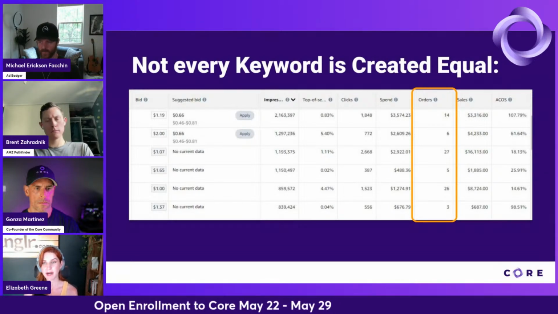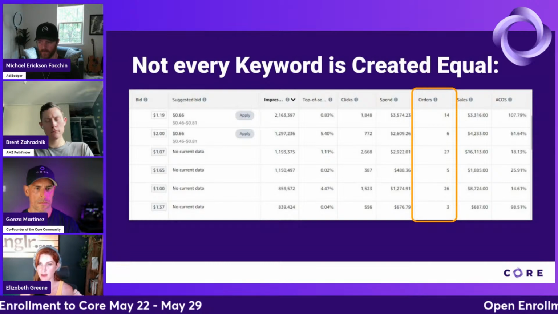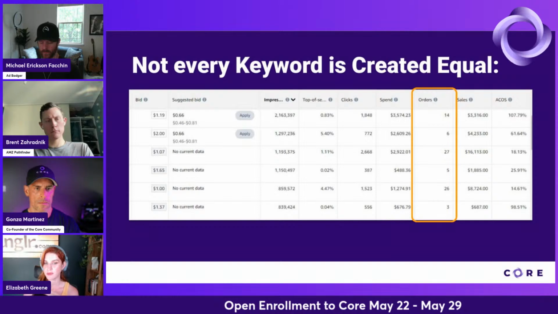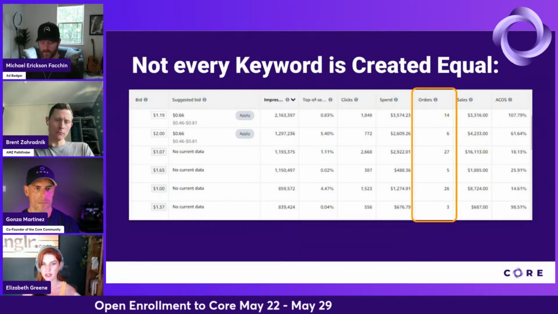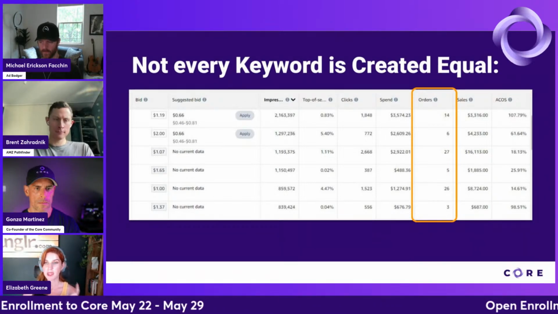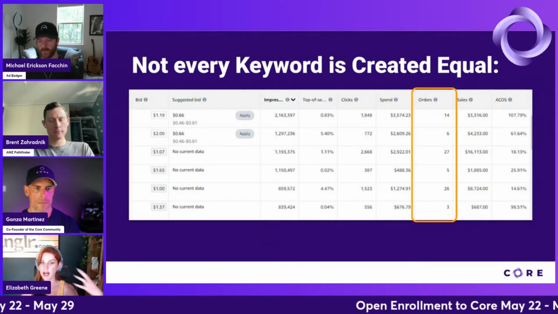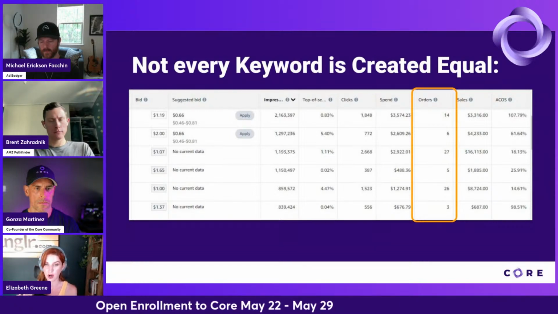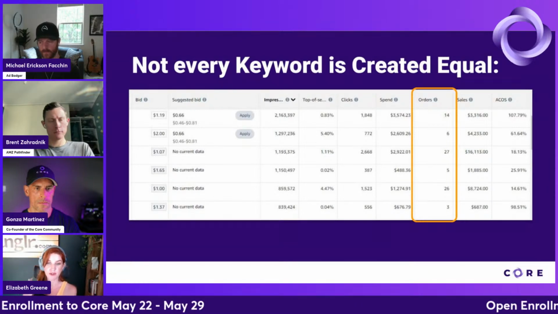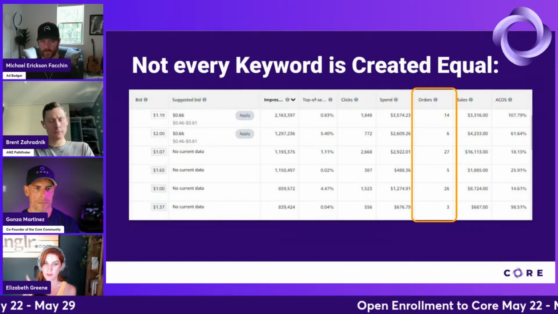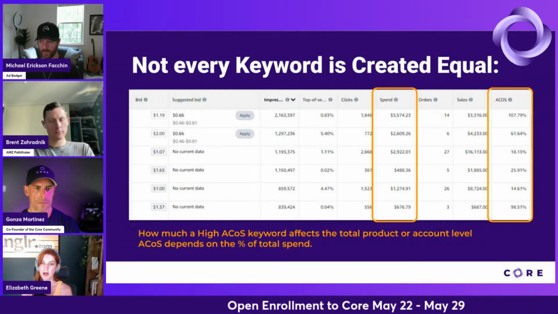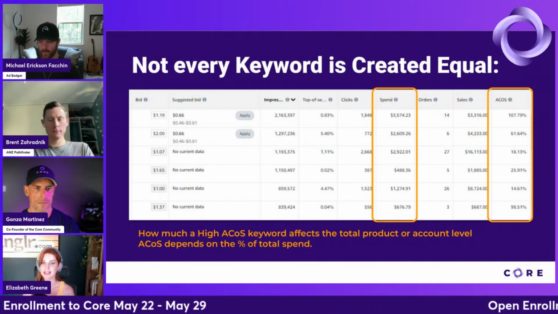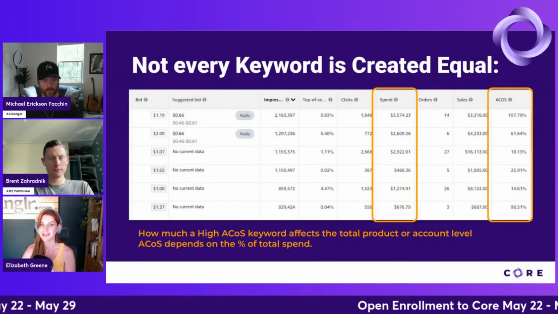And the other thing to keep in mind, if we're being careful with things, basically what I'm telling you is that, hey, that 100% ACOS, probably we need to be a little bit more careful with how we're optimizing our bids here, maybe bringing it down more gradually. It is entirely possible to have high ACOS terms that you continuously run at a high ACOS in the account and still achieve overall ACOS KPIs for the account, or sometimes at an individual product level. And how much a high ACOS keyword is going to affect the total product or the account level ACOS is dependent on the percentage of the total spend.